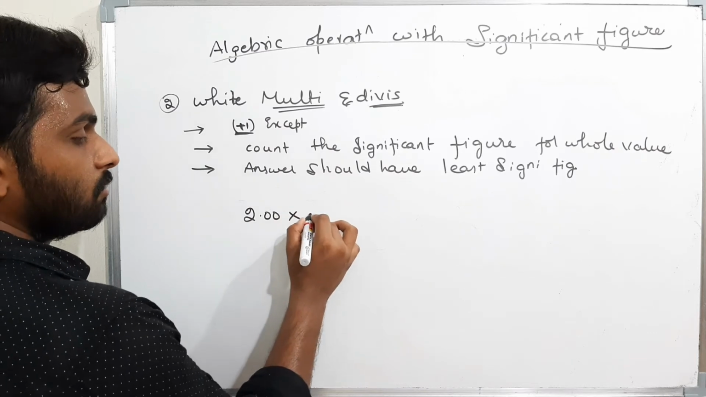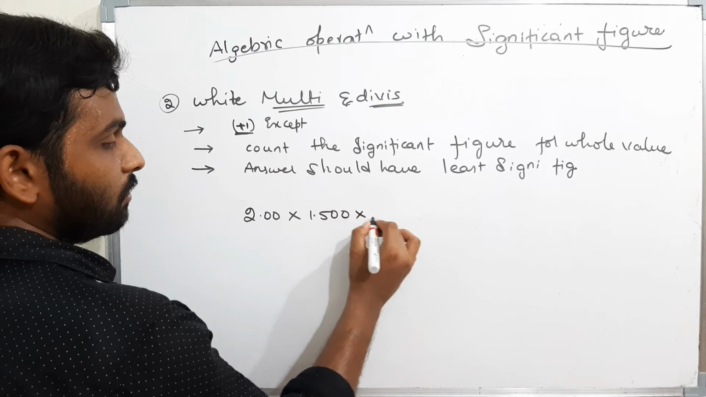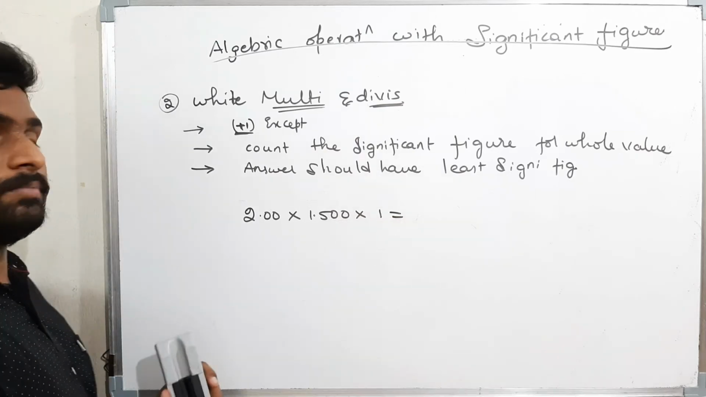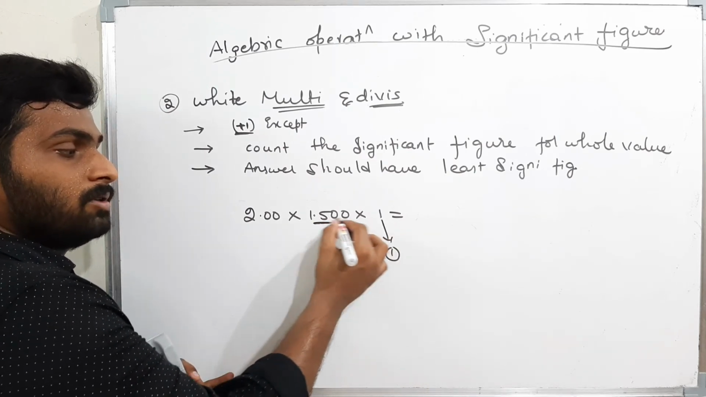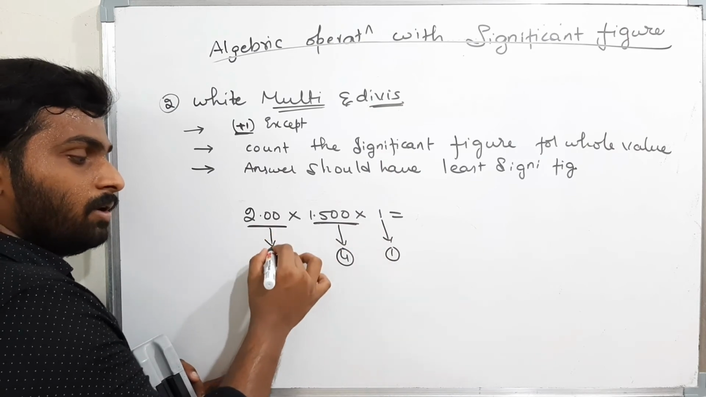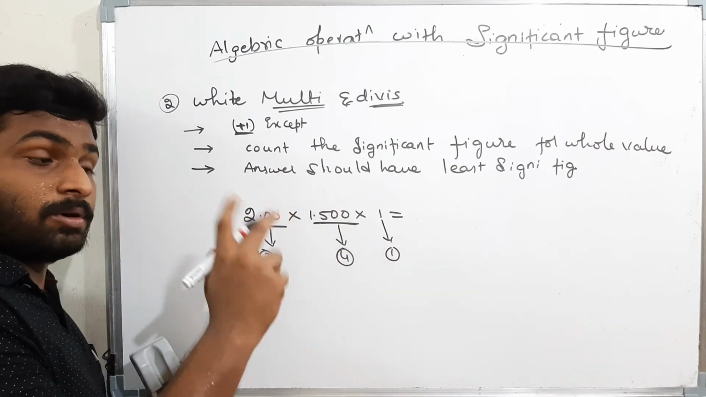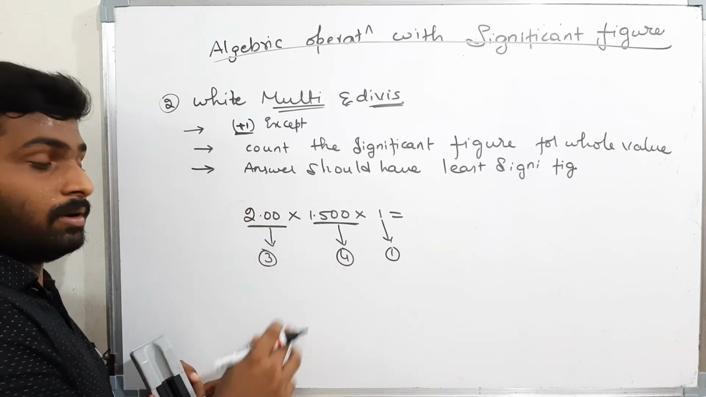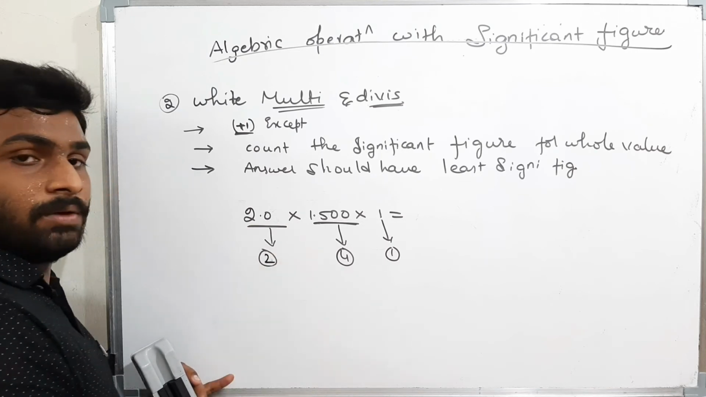2.00 into 1.500 into 1. What is the answer? For 1, what is the number of significant figures? 1. For 1.500, how many significant figures are there? 4. For 2.00, how many significant figures are there? 3. 1 is the least. 2 is acceptable, but 3 or 4 are not acceptable. Therefore, I have to first convert them to 2 significant figures. Therefore, I have to remove one 0. Then it becomes 2 significant figures.